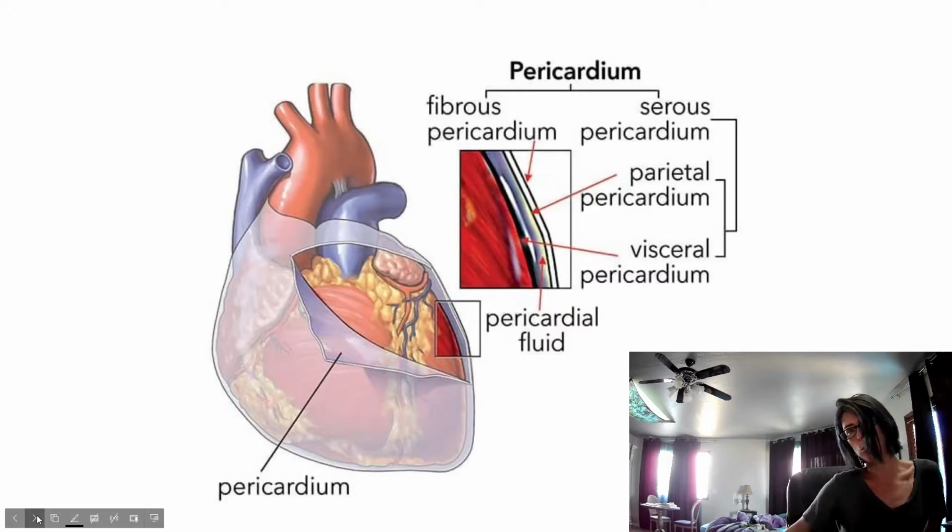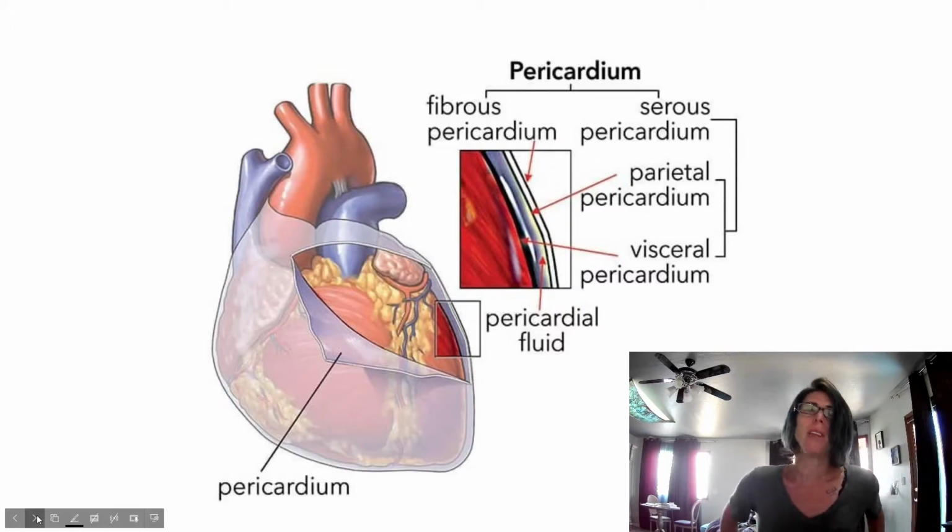You have a few serous membranes in your body, and their role is to eliminate or reduce friction, to prevent inflammation from friction. So these serous membranes, the pericardium included, have two layers. They're these two thin layers of epithelium that have serous fluid in between them, and so they can glide back and forth past each other.